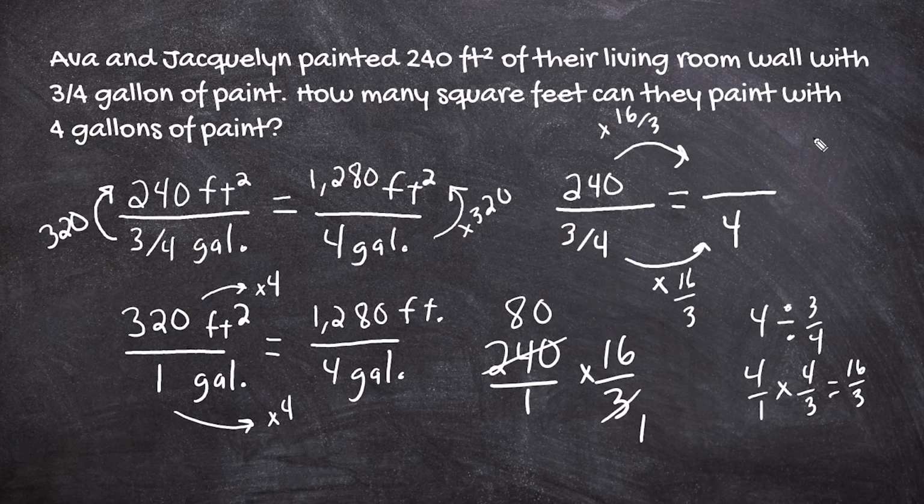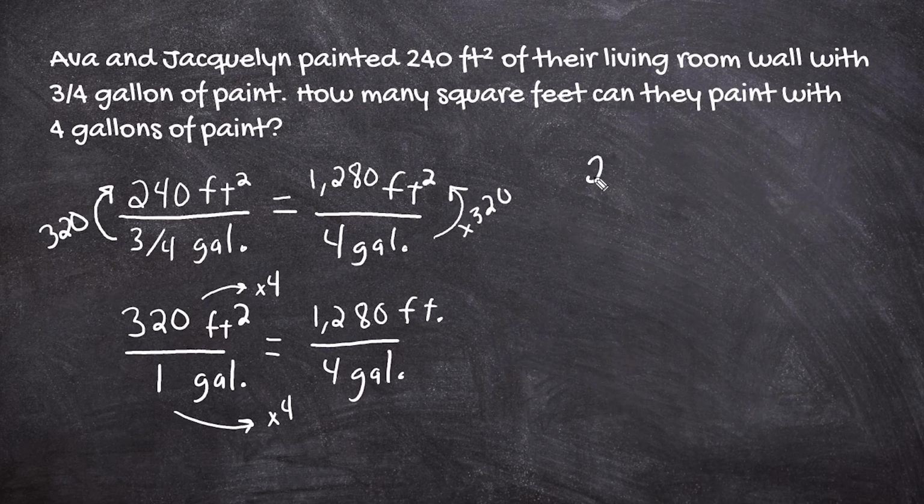So let us go ahead and do some quick math here. 16 times 80. We bring our 0 straight down and do 8 times 6, which is 48. Carry the 4. 8 times 1 is 8, plus 4 is 12. So once again, we end up getting 1,280 square feet. All right, there's yet another way we can do this problem.